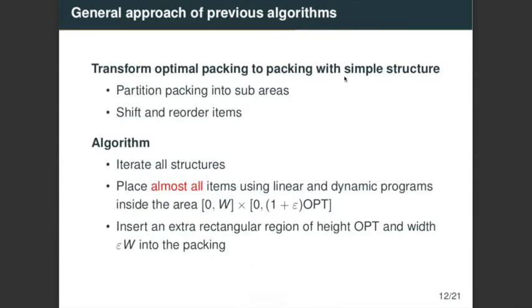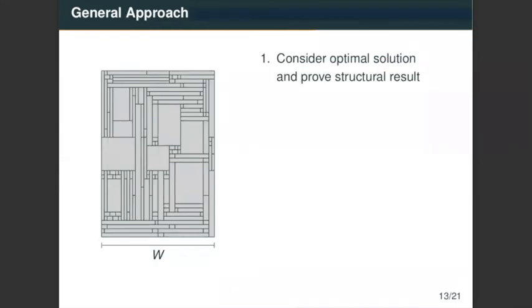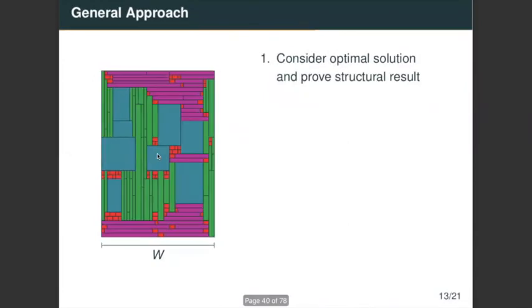Recall that in strip packing, we must pack all the items, thus we have to add the discarded items. Thus we need an extra rectangular subregion to pack those items. This extra rectangular region is of height opt and width epsilon w in the paper of Harren et al. Here it's easier to understand this approach, so consider an optimal solution here. And now we want to prove a structural result for that.